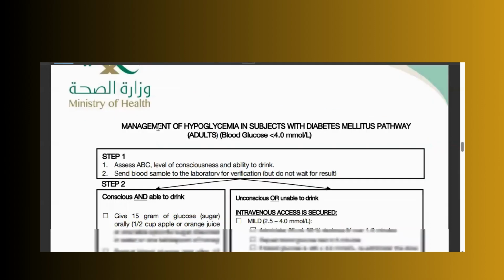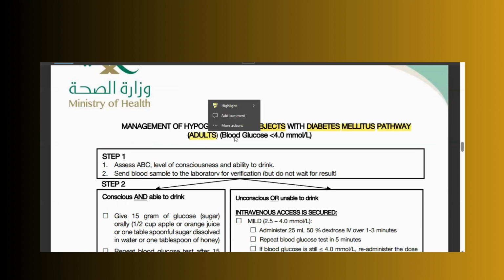The management of hypoglycemia in subjects with diabetes mellitus pathway, adults whom blood glucose is less than 4 millimole per liter. Management of hypoglycemia in diabetes mellitus adults when blood glucose is less than 4 millimole. Step 1.